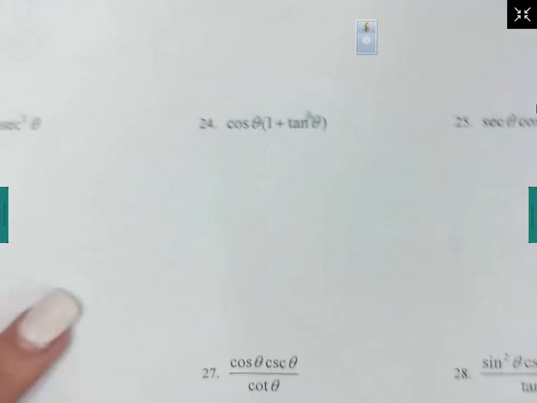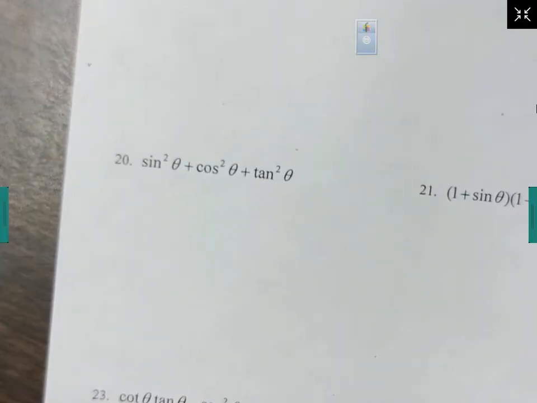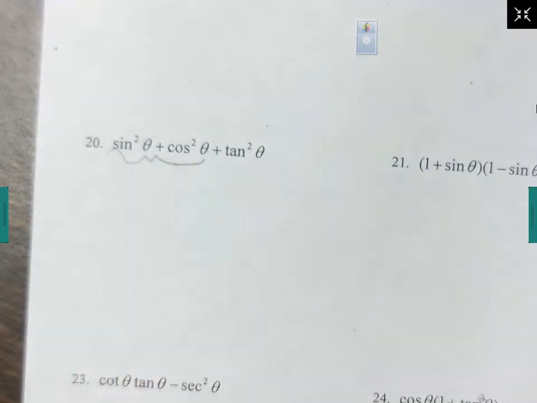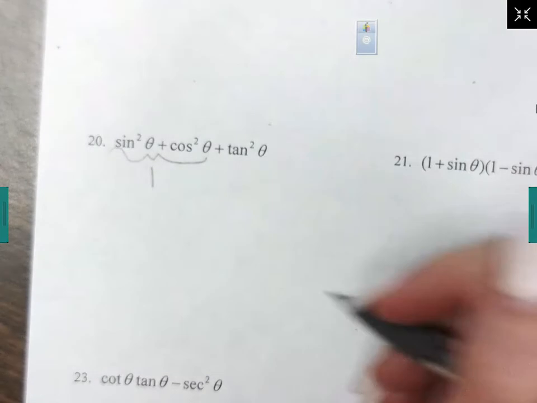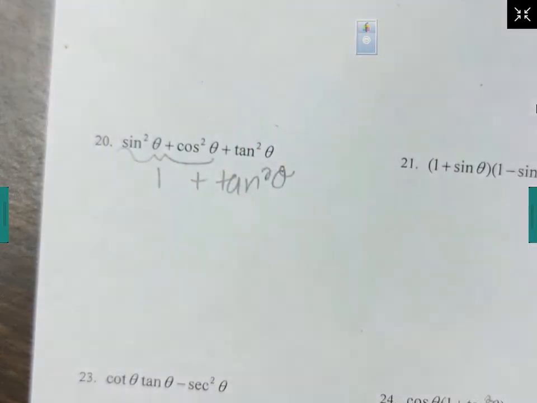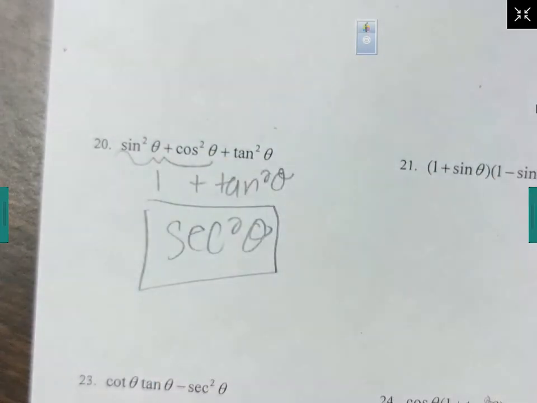Okay, let's look at number 20. Number 20 looks crazy, but it's actually really easy and requires almost no work. What is the sine squared of theta plus the cosine squared of theta? 1. So now we're left with 1 plus the tangent squared of theta, and what is that? Secant squared of theta.